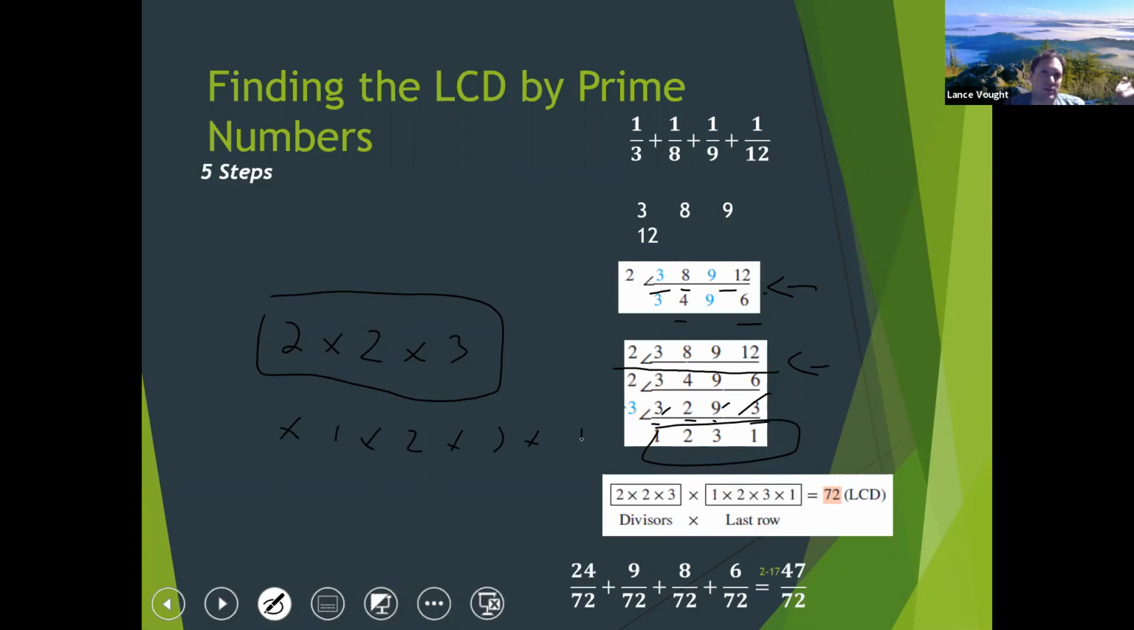This is something that's known as prime factorization. And you end up with 2 times 2 is 4. 4 times 3 is 12. 12 times 1 is 12. 12 times 2 is 24. 24 times 3 is 72. Times 1, you get 72 as your least common denominator.